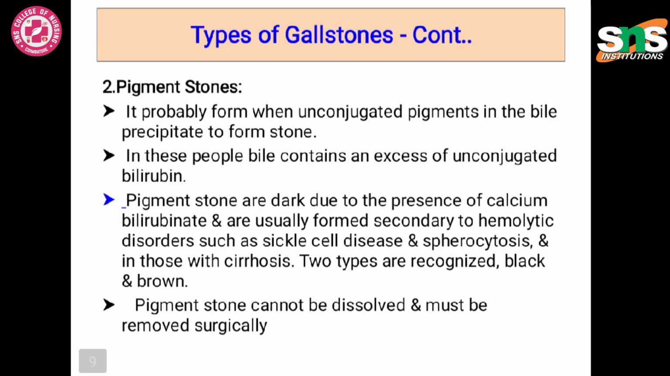So second type of stone, pigment stone. It probably forms when unconjugated pigments in the bile precipitate to form stones. In these people, bile contains an excess of unconjugated bilirubin. Pigment stones are dark due to the presence of calcium bilirubinate and are usually formed secondary to hemolytic disorders such as sickle cell disease, spherocytosis, and in those with cirrhosis. Two types are recognized: black and brown. Pigment stones cannot be dissolved and must be removed surgically.